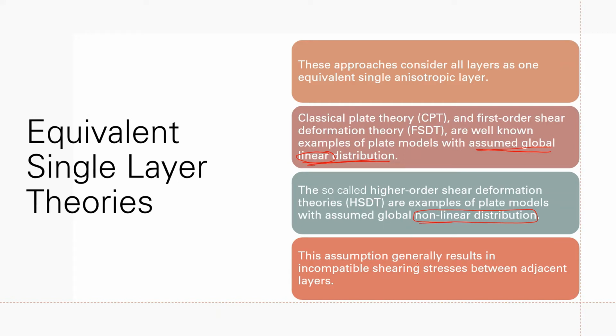This assumption generally results in incompatible shearing stresses between adjacent layers. In higher order shear deformation theory, the displacements are non-linear, so a non-linear variation would be there. Therefore, there would be incompatibility in the shearing stresses. Even if shearing strains are continuous throughout the laminate, due to the change in material orientation or material properties from lamina to lamina, there would be a jump in the shearing stresses, so no continuity would be maintained. Therefore, incompatible shearing stresses would be there in higher order shear deformation theory if calculated from the constitutive equations.